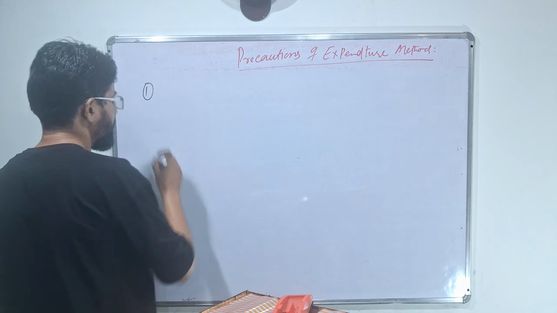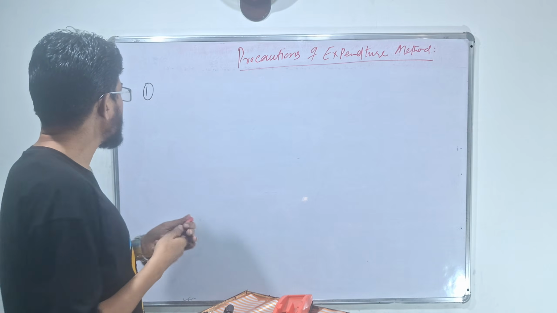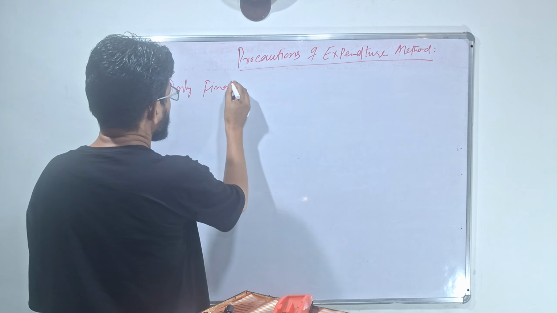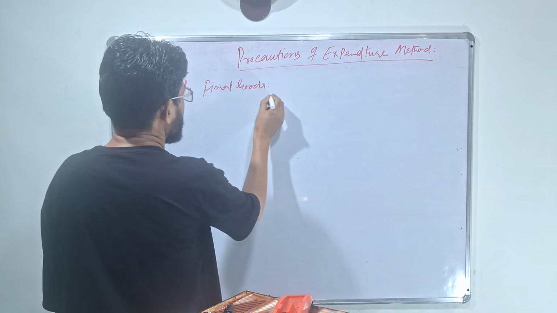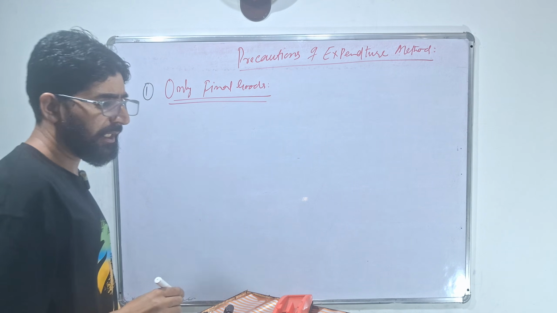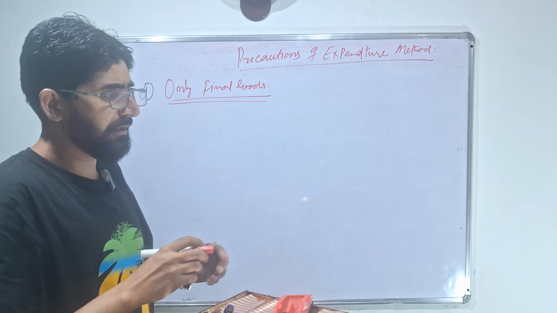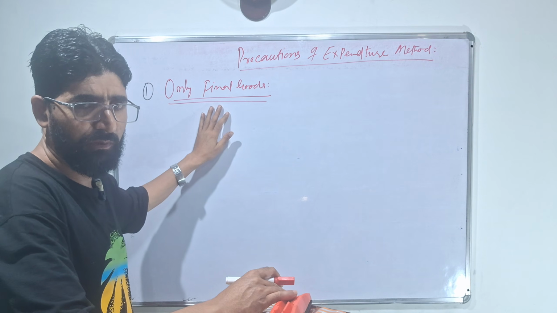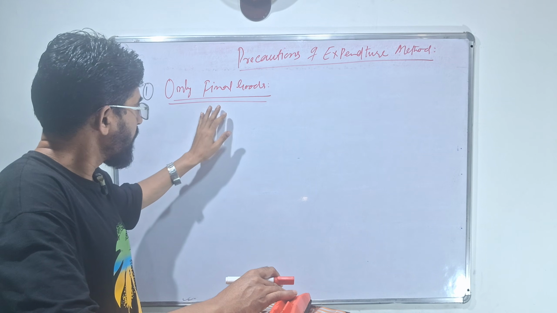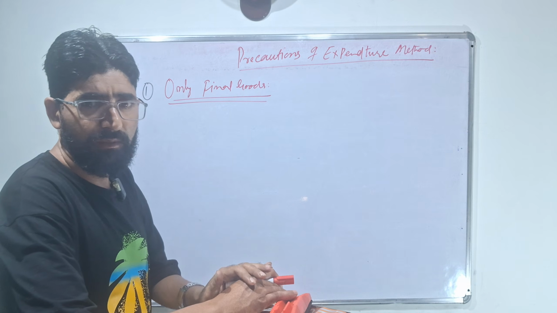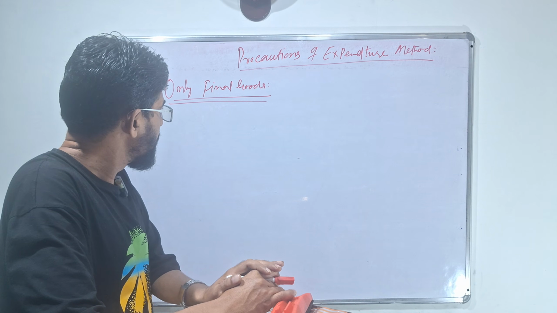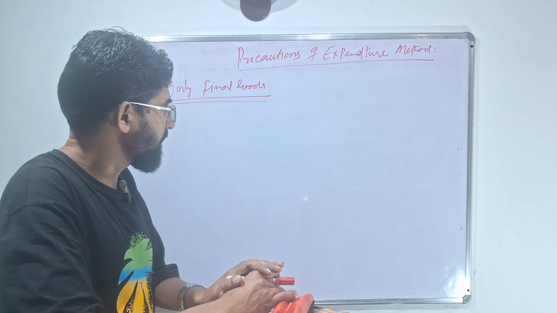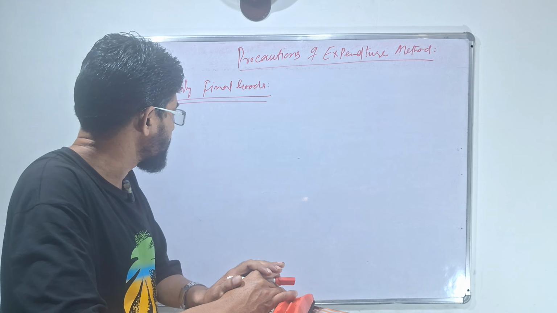First one, only final goods need to be taken into account. When I started the first lecture related to national income, I told you the difference between final goods and intermediate goods. Final goods are those goods which are ready to sell, ready to consume. Intermediate goods are those goods which are under process, like raw material. They need further process in order to manufacture different goods and services.